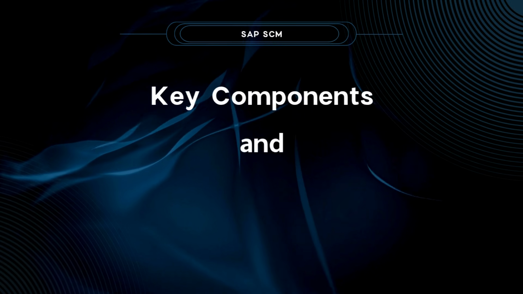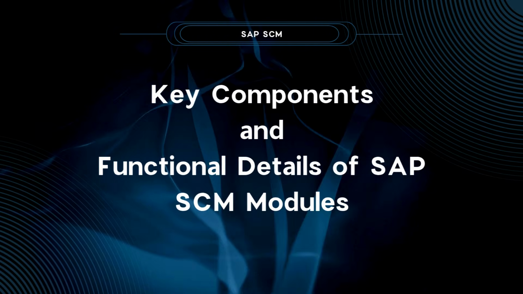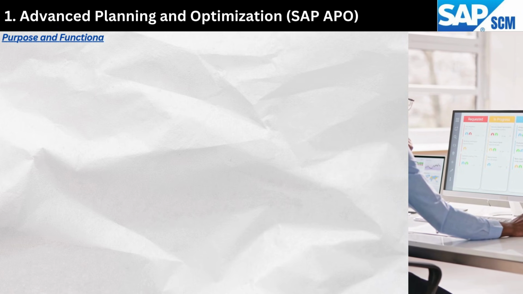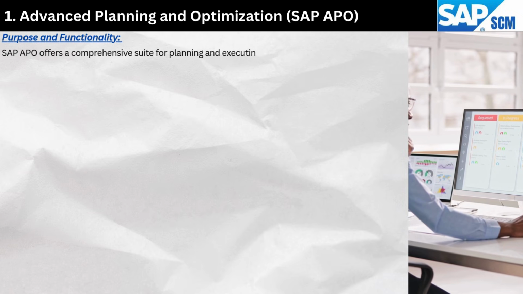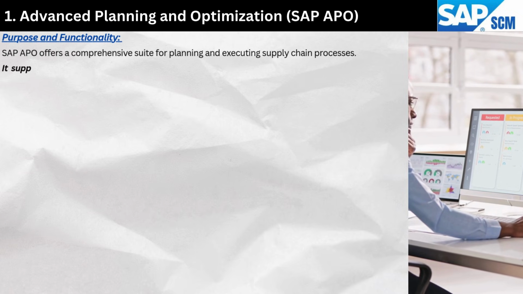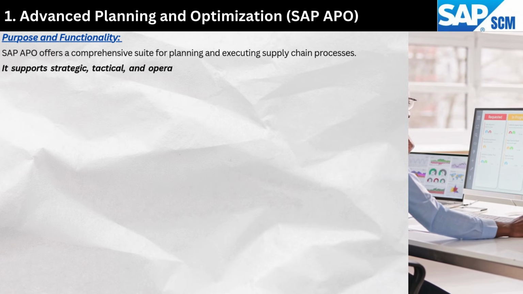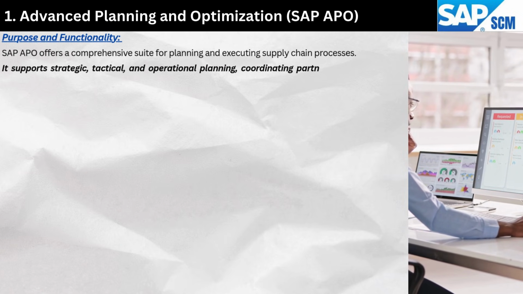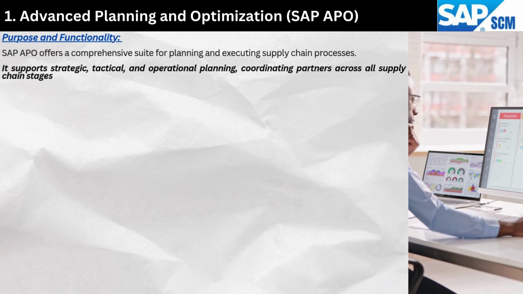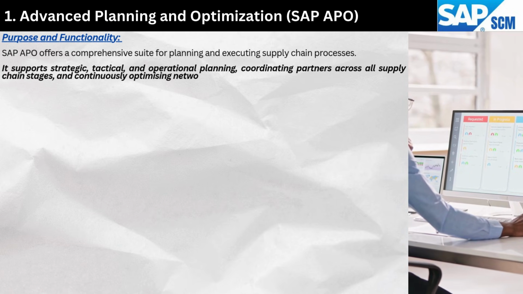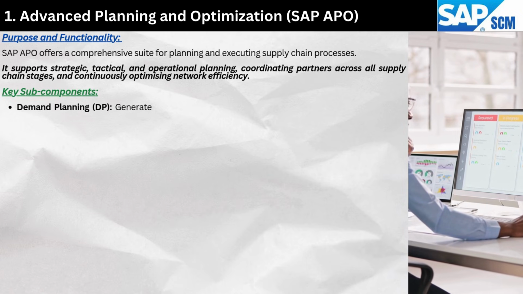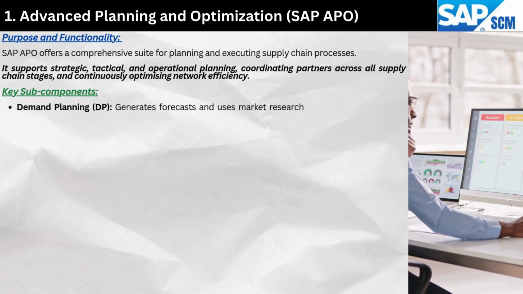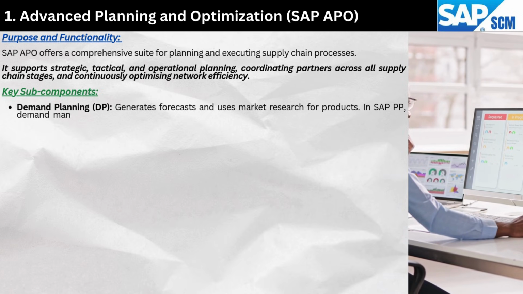Key components and functional details of SAP SCM modules. 1. Advanced Planning and Optimization, SAP APO. Purpose and functionality. SAP APO offers a comprehensive suite for planning and executing supply chain processes. It supports strategic, tactical, and operational planning, coordinating partners across all supply chain stages, and continuously optimizing network efficiency. Key subcomponents. Demand planning, DP, generates forecasts and uses market research for products.